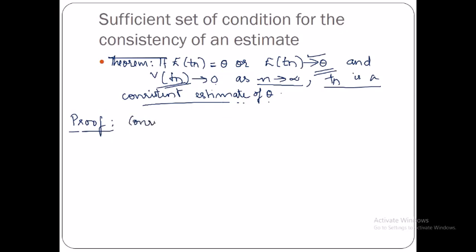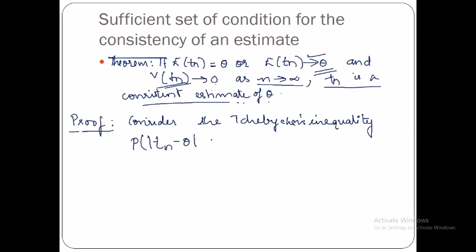Okay, so first you consider Chebyshev's inequality. Okay, so let's have a look. What is Chebyshev's inequality? Probability of modulus Tn minus theta less than epsilon is greater than 1 minus variance of Tn divided by epsilon square. The notations that you might have studied will be a bit different over here, but the whole idea behind this inequality is the same. Now mark this as equation number A.